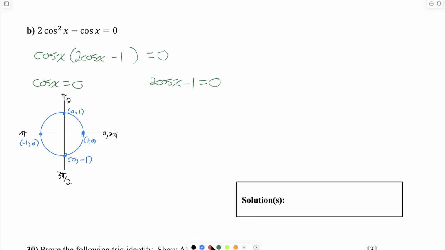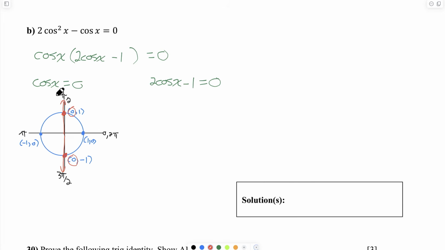Remember, a cosine ratio corresponds to an x-coordinate on the unit circle. So if I can draw a terminal arm that intersects the unit circle at an x-coordinate of 0, which would happen here if I rotate pi over 2, or here if I rotate 3 pi over 2, I notice I intersect the unit circle at x-coordinates of 0. Therefore, cosine of pi over 2 and 3 pi over 2 are both equal to 0.